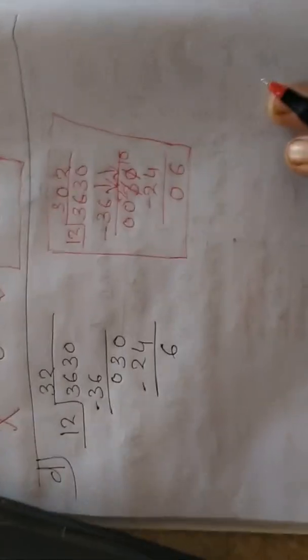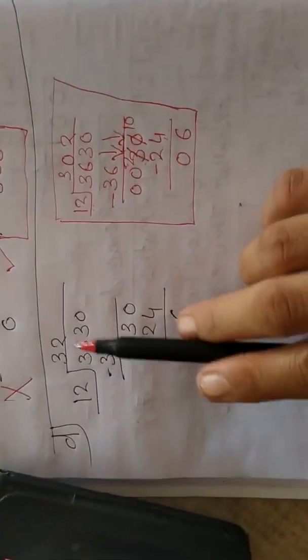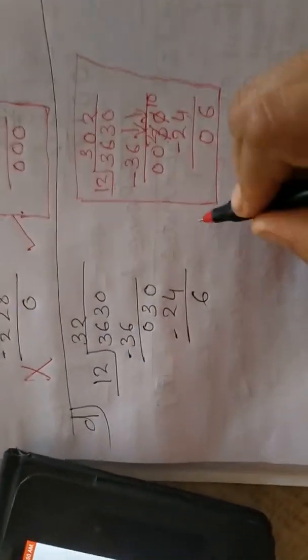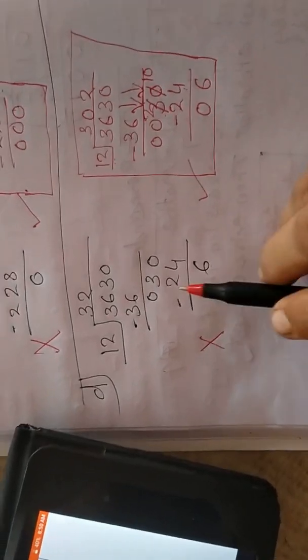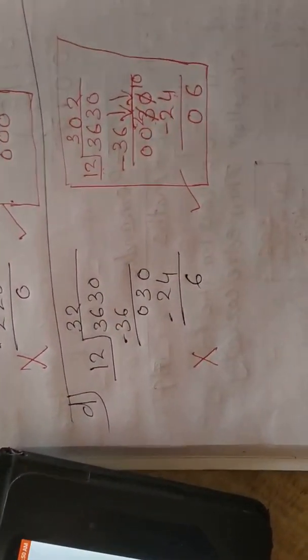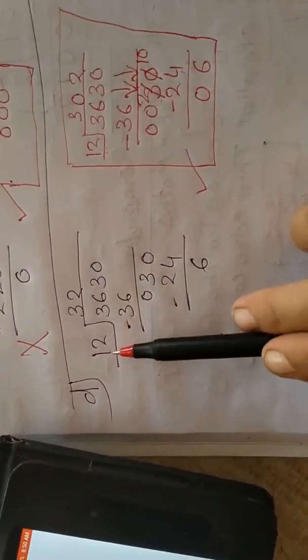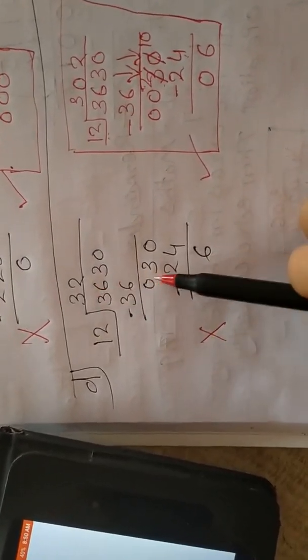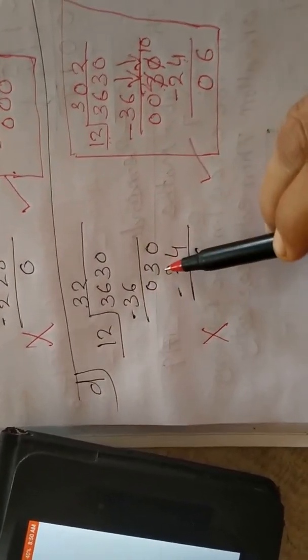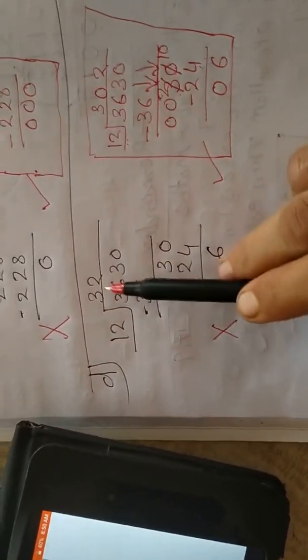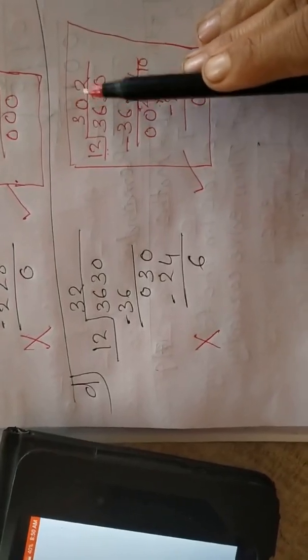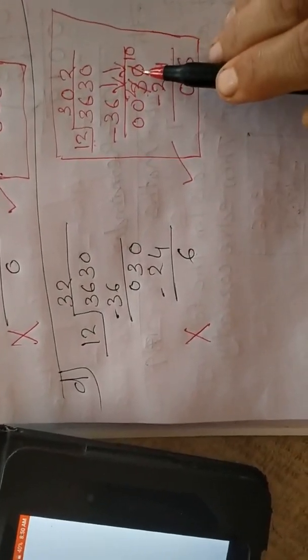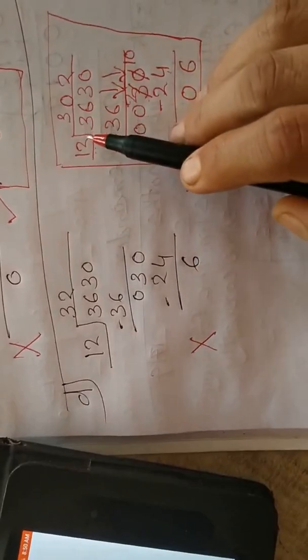So now students, what is the difference? The answer is 302. That one is the correct one and this is the wrong one. Now students, how do you identify these things? 12 threes are 36, and when we bring down 3, a smaller number is there, so here we put the 0 because the division is not possible. Then we bring down 0 and then we get the answer 302.